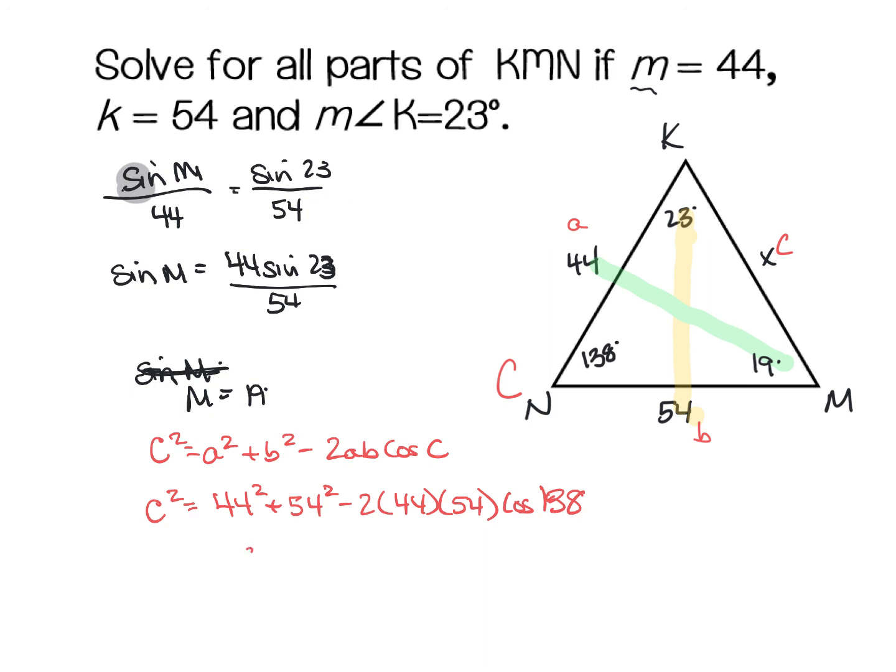So I end up with c squared is equal to 8,383.4. Again, I still need to do my square root because that gives me c squared. I want just c. So c is equal to 91.6. So that side is 91.6 units, which should make sense, right? Because 138 is the largest angle. It is opposite of the largest side.